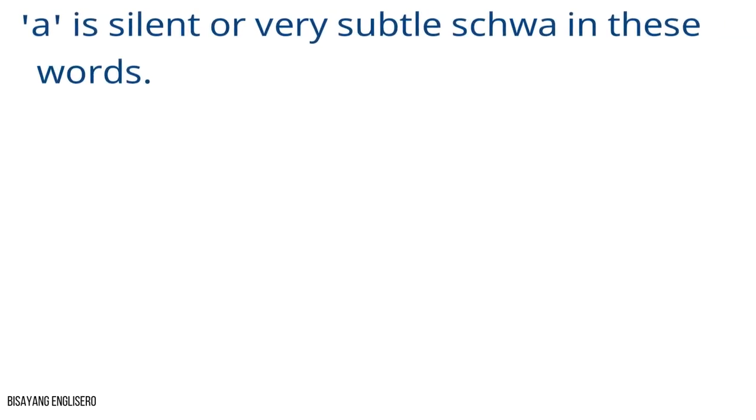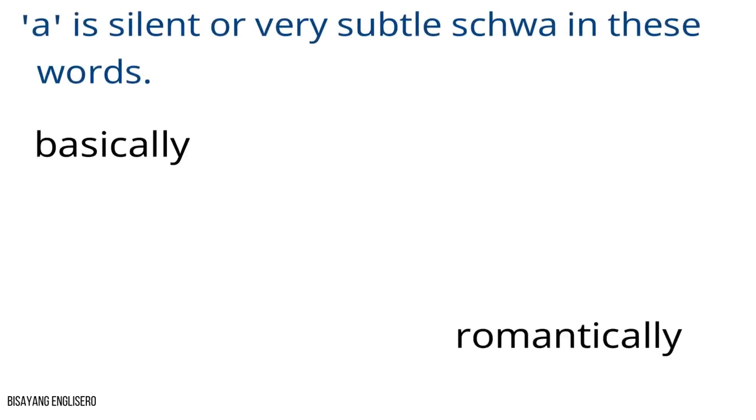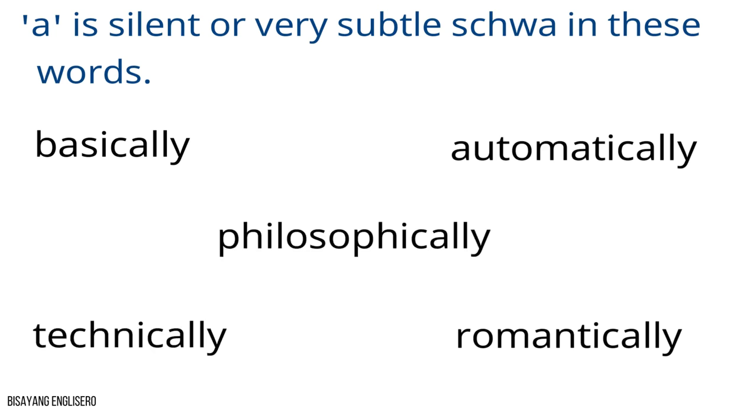Rule number 3. You don't need to pronounce the letter A in basically, grammatically, automatically, technically, philosophically, and so on. Only the A in Cali, of course. Some would argue that it is schwa though.